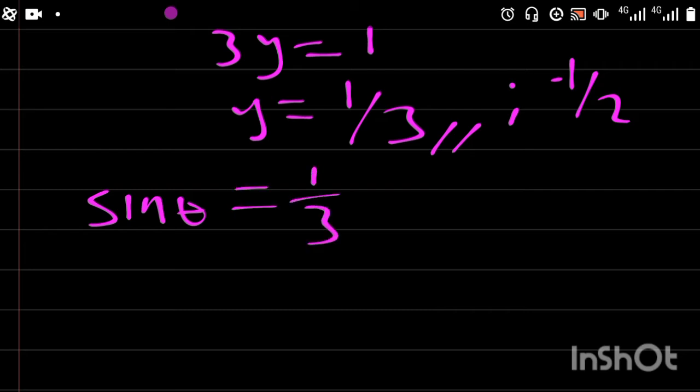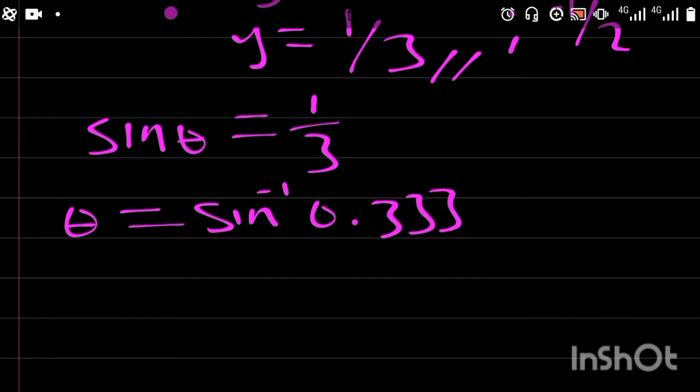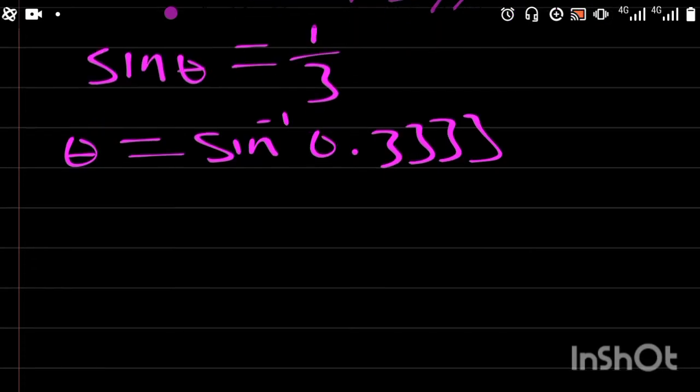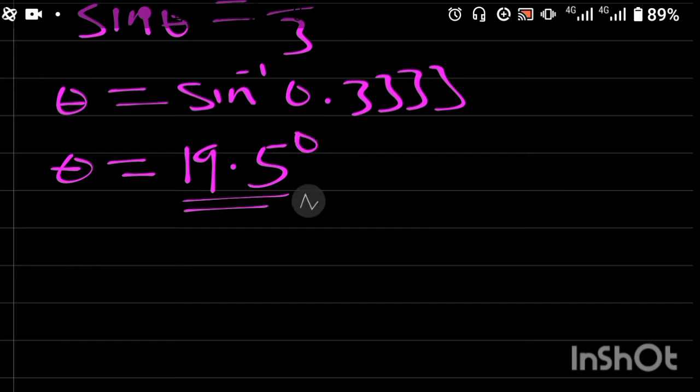So if sine theta is equal to 1 over 3, what is the value of theta? Theta is equal to sine inverse of 0.3333, like that. Now let's get our calculator and see what will be the sine inverse of 0.333. Sine inverse of 0.3333. I have 19.5, approximately 19.5. Therefore, theta is equal to 19.5 degrees. This is the value of theta.